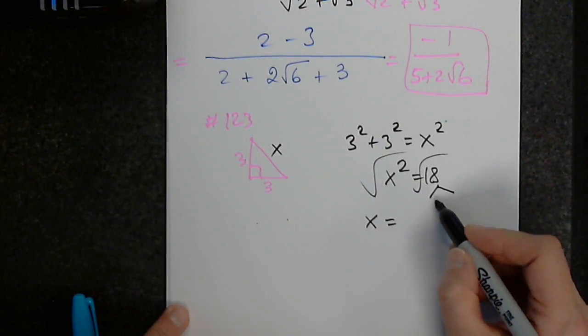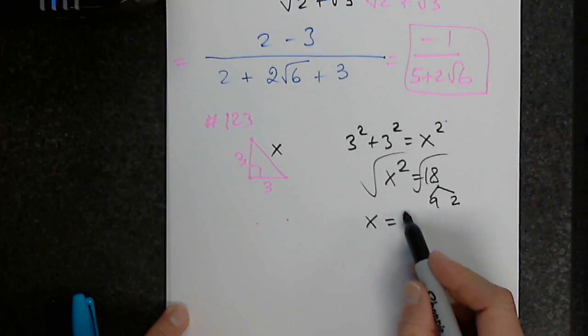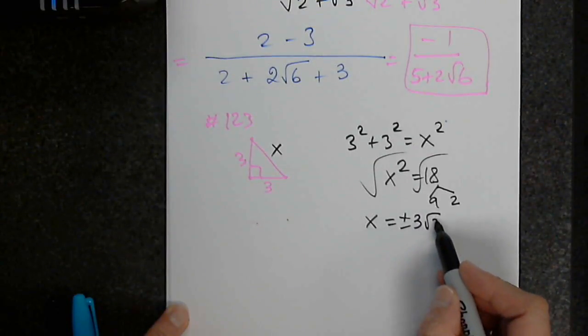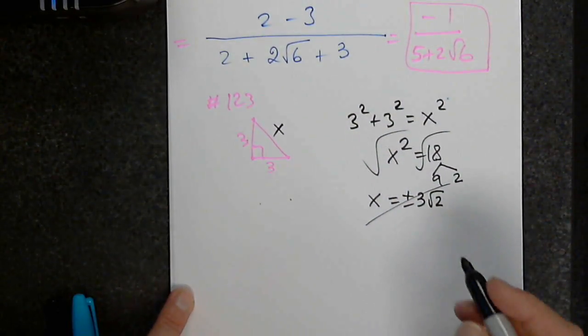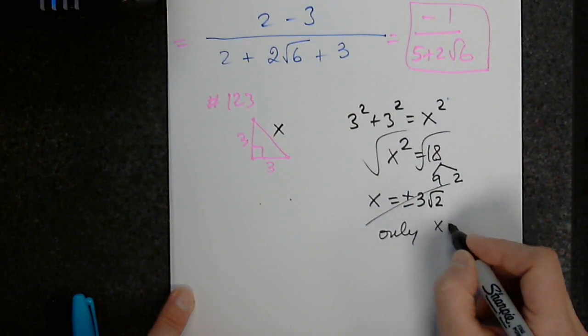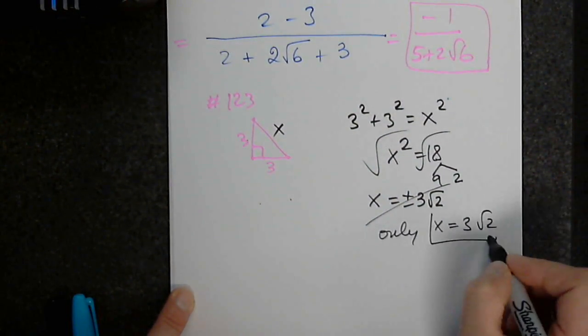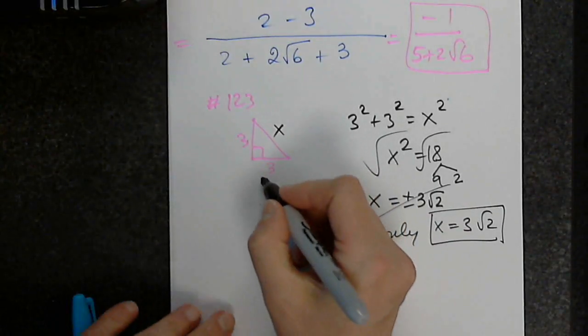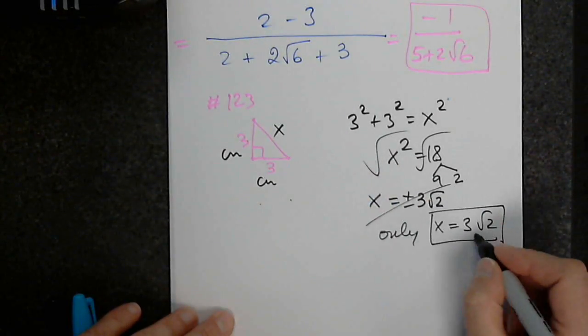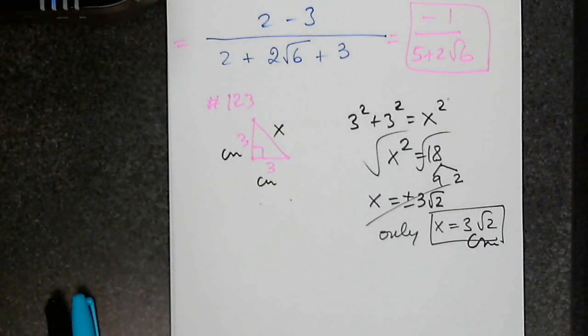So, and I know that 18 is 9 and 2. So this is plus or minus 3, the square root of 2. However, because we are talking about the distance, I will say only x equals 3, the square root of 2. And the measurement unit for this was centimeters. Centimeters, so this is centimeters.